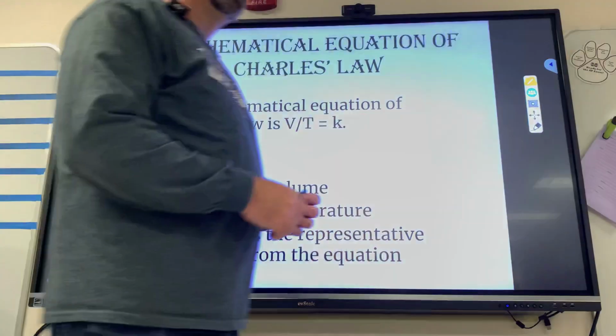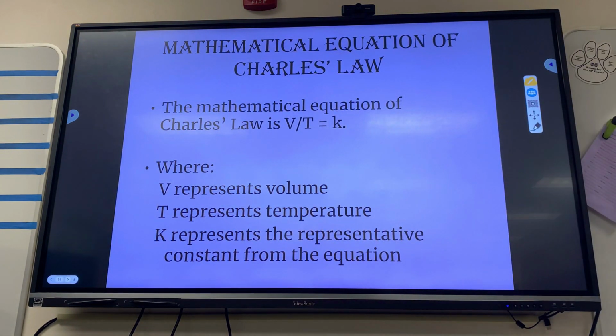So Charles' law gives us a directly proportional relationship between volume and temperature. Volume divided by temperature always equaled some constant K. Don't write all this down, just write the Charles' law, V over T equals K. For now, that's all you really need to know.